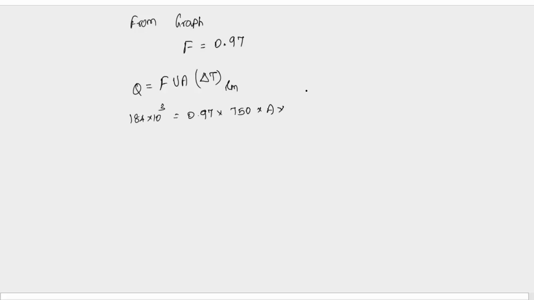From graph F equal to 0.97. Now Q equal to F U A del T LM. Okay, substitute all the values. 184 into 10 to the power 3 equal to 0.97 into 750 into area, and del T LM value is 218.3. So you will find area as 1.15 meter square. So this is your final answer. Thank you all.